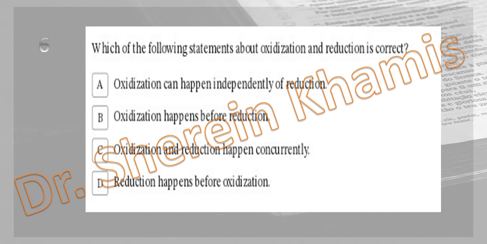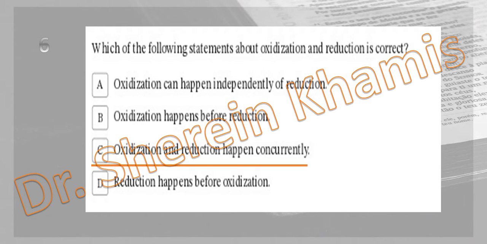Question 6 says, which of the following statements about oxidation and reduction is correct? We have choices. Oxidation can happen independently of reduction. When we make oxidation, opposite to it, at the same time we make reduction. The second one, oxidation happens before reduction. The third one, oxidation and reduction happen concurrently. Concurrently means at the same time, inside the reaction. When one happens, the opposite happens at the same time, so they occur at the same time with opposite actions to each other. The last choice, reduction happens before oxidation, no. So the right answer will be letter C.